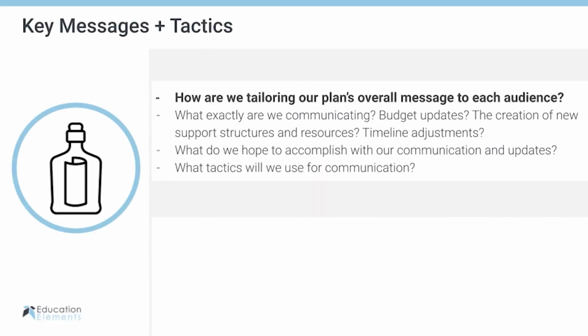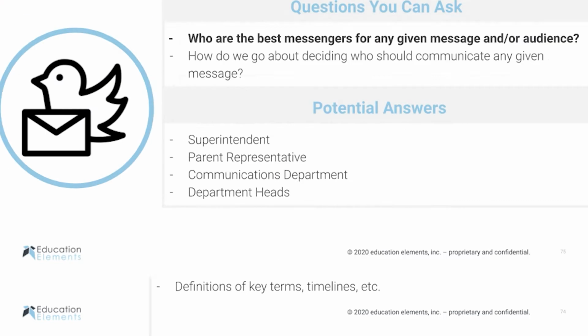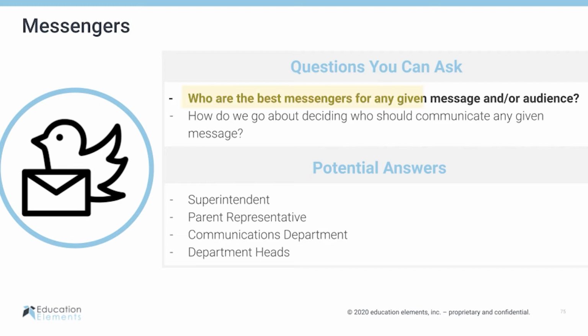As I go through the essential questions for each of these factors, you'll see possible responses on the right. For key messages and tactics, your essential question might be, how are we tailoring our plan's overall message to each audience? Are you using social media, email, newsletters, or a website? Where are you storing this information so that it continues to be accessible after you've made contact? For messengers, you're asking who are the best messengers for any given message and/or audience.